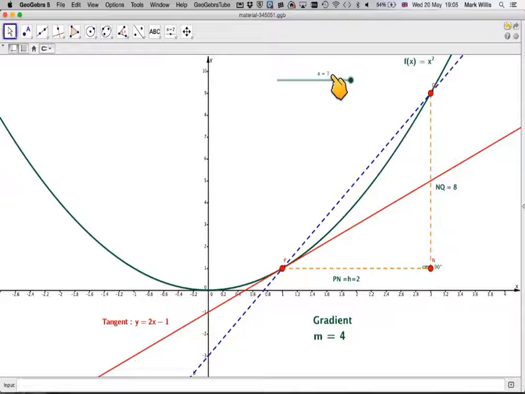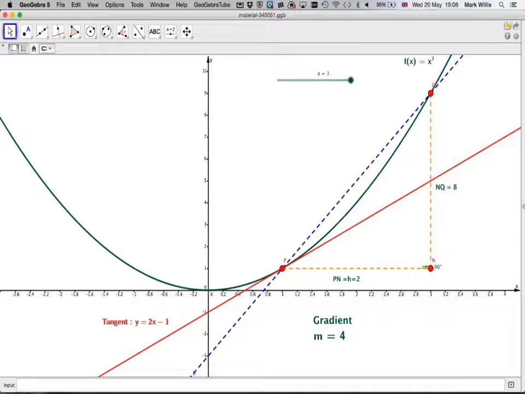This slider here relates to the x-coordinate of this particular point here. Now, from our introduction of calculus, the gradient of the curve is represented by the tangent here. We can see from this equation, y is equal to mx plus c, that its gradient must be 2. All right, so what we're going to do is take this blue dotted line and join it to the point Q. And we're going to say that this blue dotted line approximates to the gradient of the tangent, which is the red line here. Obviously, it's not a very good approximation at the moment.